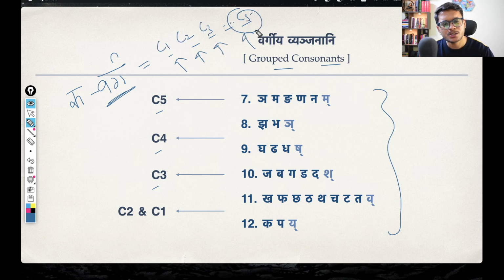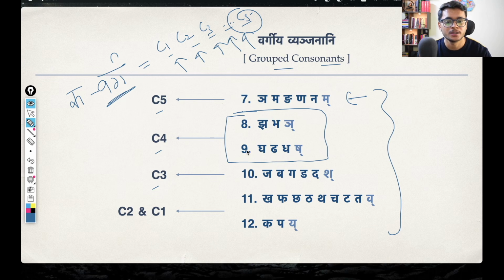C5 we generally know are the anunasika consonants, all the nasal consonants, and you can see that Sutra 7 contains all the 5 nasal consonants. Right, and if you come to Sutra 8 and 9, they represent the C4, the fourth letters of each varga. So as you can see, Jha, Bha, Gha, Dha, Dha. Again see, I am not including these it letters. I am just counting the main content. So all these five are the fourth letters of each varga.